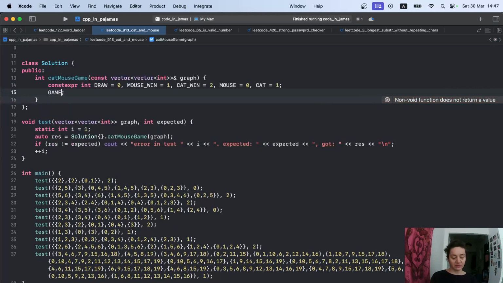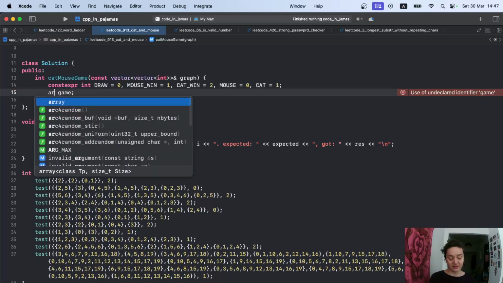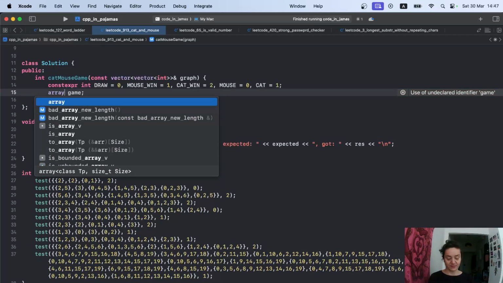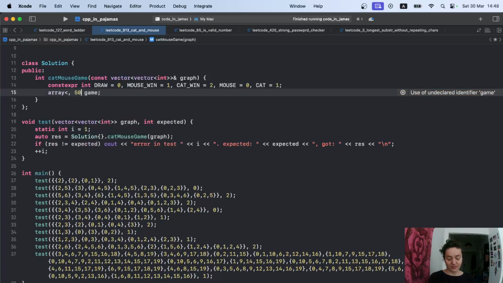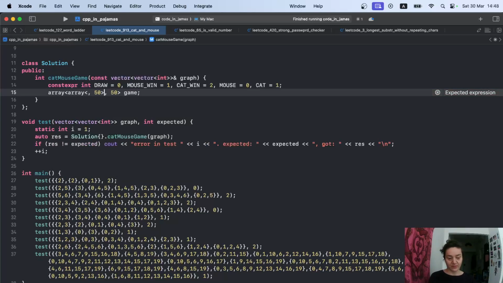So I can have a vector of graph size on graph size, but I don't want dynamic allocation. I want to be extremely efficient. So the maximum size of the graph is 50. It's not huge. I'm going to have an array. So where's the mouse? Where's the cat? And the third dimension, 2, mouse and cat.